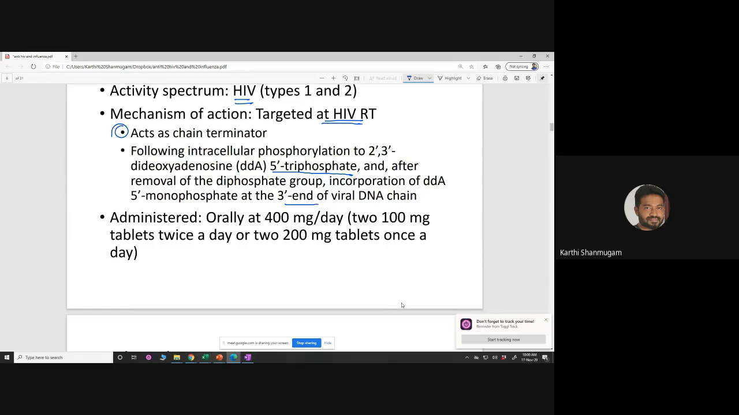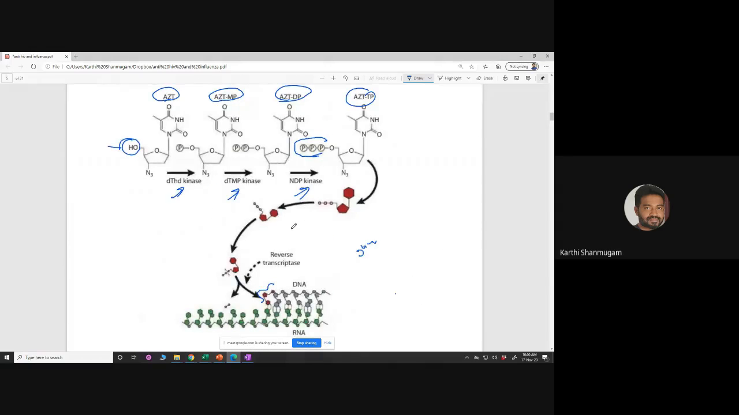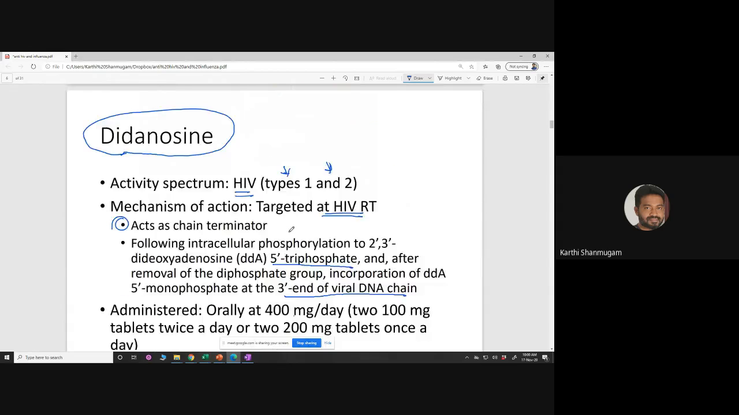Again, the mechanism is the same. It goes and attaches to the 3' end of the viral DNA chain. Since it lacks the OH group at the 3' position, the next nucleotide cannot come and attach to that. So it's a chain terminator. Exactly, the mechanism is very similar to this, right? For any antiviral drug molecule, the mechanism is going to be almost very similar or common.